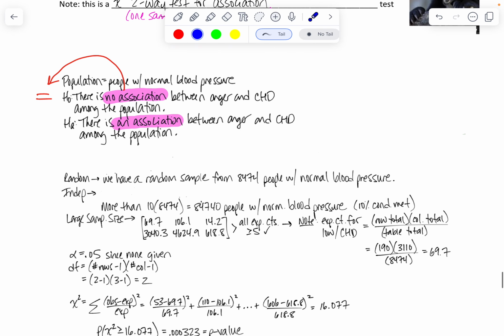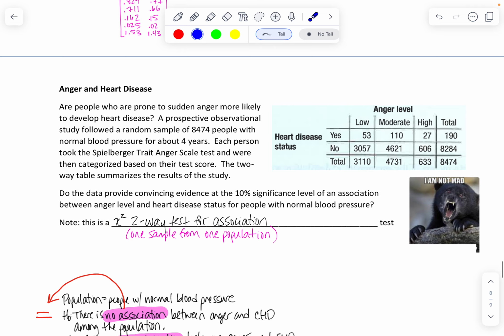Let's check random, independent, normal. Random, we have a random sample. It's only one sample of 8474. Independence, we took one sample and we are making sure that the 10% condition is met. I think it's reasonable to believe that there's more than 84,000 people that have normal blood pressure, right? That makes sense. Large sample size. Now is where you go to Desmos, friends and family. Okay, don't just copy this down, but actually pause the video and type in this data into Desmos.